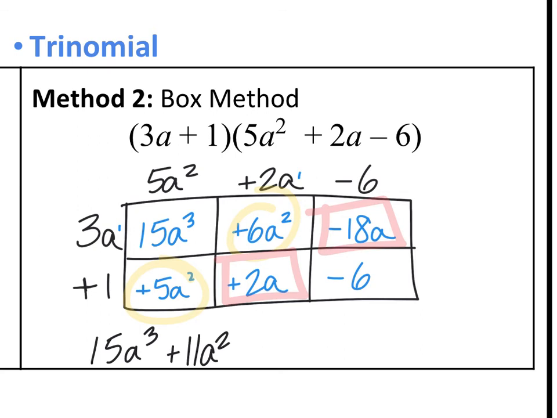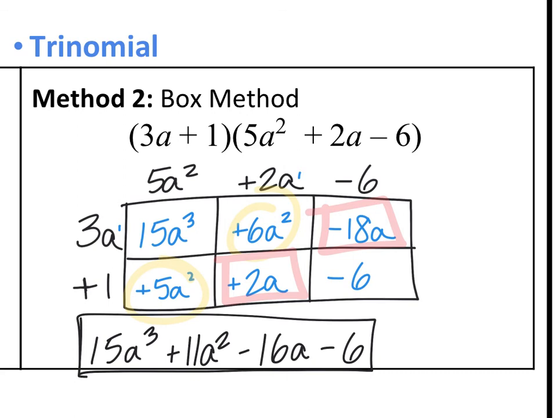2 minus 18 is negative 16. And then don't forget your constant at the end. So this is your final answer. It's written outside the box, and it's in standard form with combined like terms.